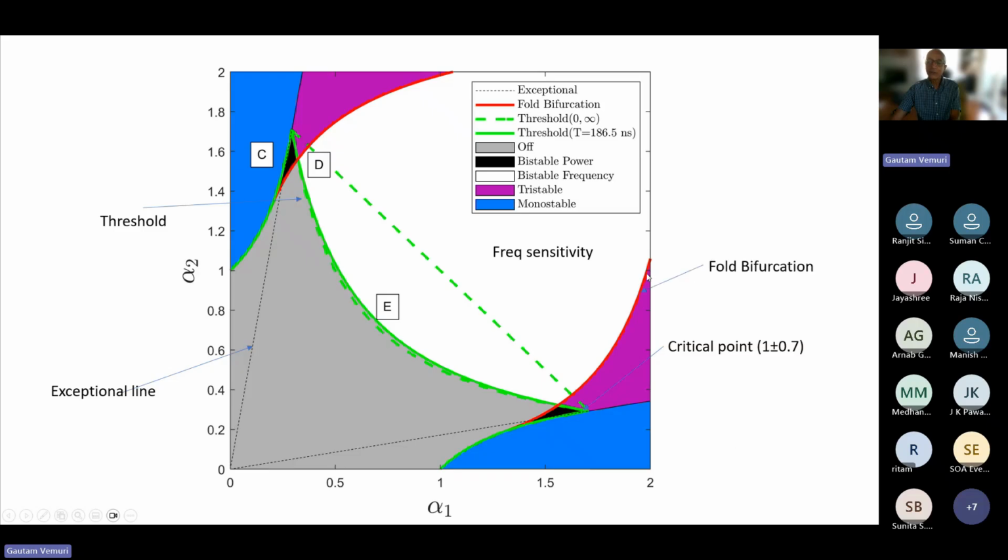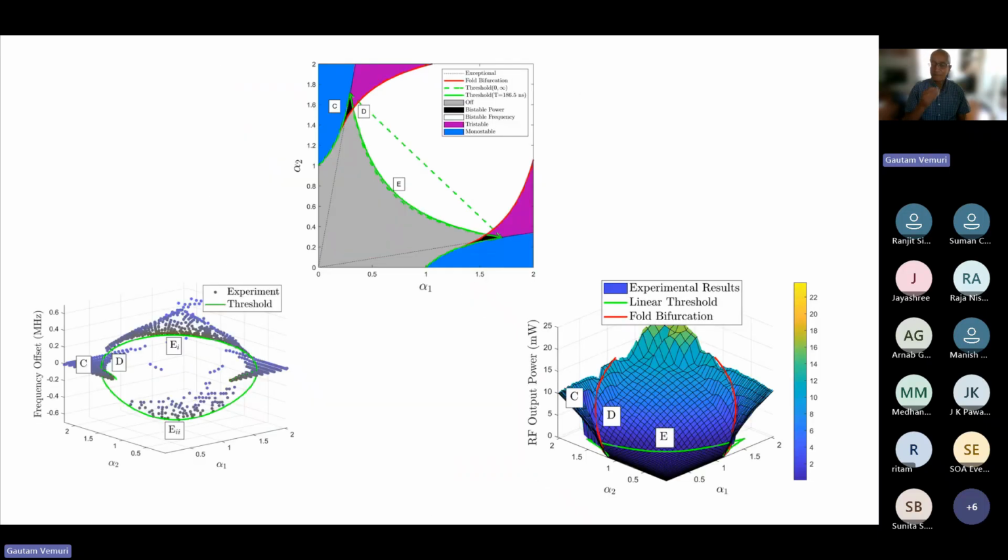The red, as I told you, is the fold bifurcation, and then this alpha 2, this is this long expression that I skipped over. But in this region, if you cross from the gray to the black, you get amplitude sensitivity. If you cross from anywhere into the white, you get frequency sensitivity. So a very rich system. It's got exceptional points. It's got a time delay. It's got these sensing capabilities. So it's got all kinds of things.